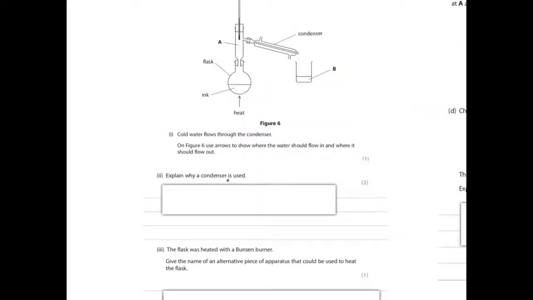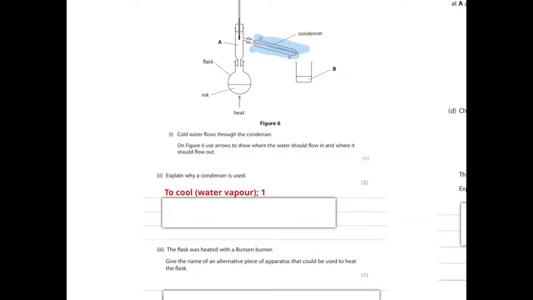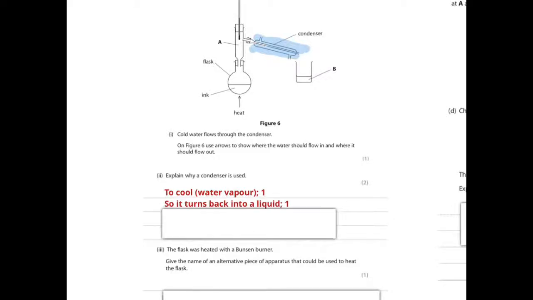So next it says explain why a condenser is used. Explain means tell me what a condenser does and the reason for it. So a condenser, as we talked about already, allows cool liquid to flow through, and the cool liquid will help turn back a hot gas into a liquid. So to cool the water vapor, or whatever it is that's evaporating, to cool it down so it turns back into a liquid. Easy.